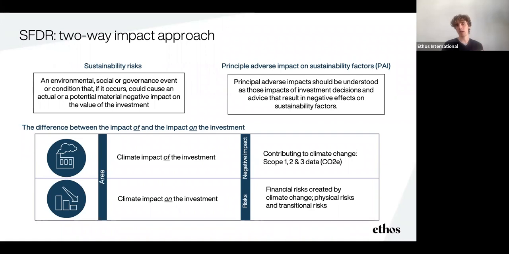If we then apply this to the financial sector, you have the climate impact of the investment. So how do you contribute to climate change with an asset that you have under management? And then you can also have the climate impact on the investment, which is the financial risks. So what is your assessment of ESG risks and their potential impact on the assets under management that you have and their future returns that they will produce?